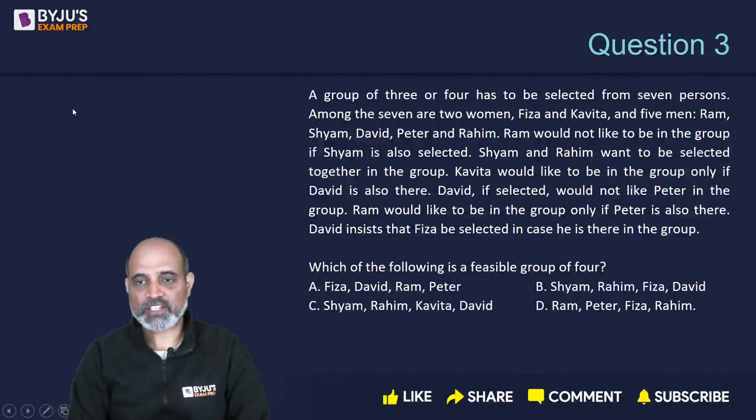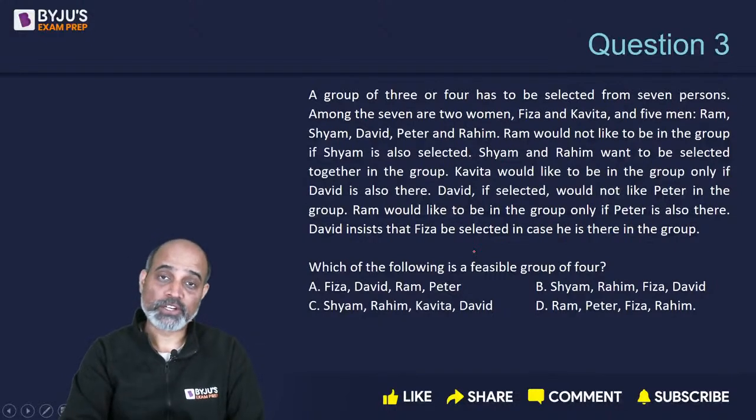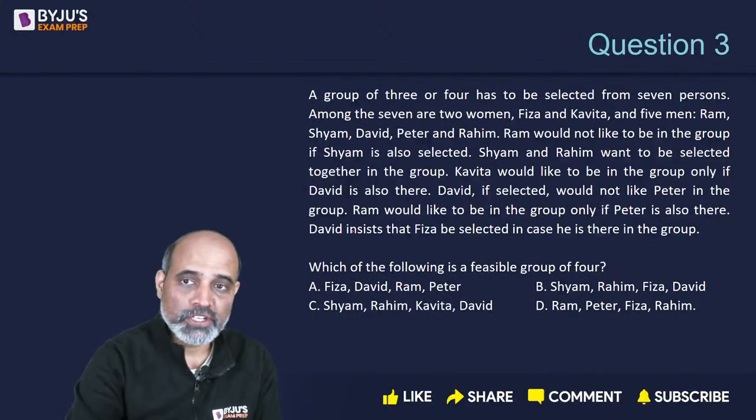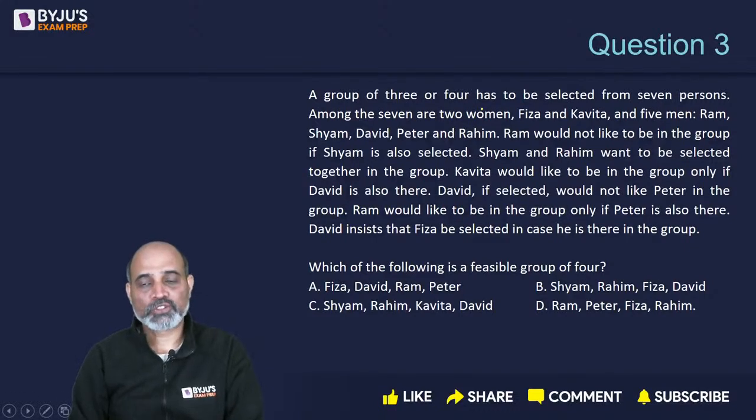Okay, so everything is now on the same slide, so it will be easier for us to decode this as well as answer it. The question says a group of 3 or 4 has to be selected from 7 persons. Among the 7 are 2 women, Fiza and Kavita, and 5 men, Ram, Shyam, David, Peter and Rahim. Ram would not like to be in the group if Shyam is also selected. Shyam and Rahim want to be selected together in the group. Kavita would like to be in the group only if David is also there. David, if selected, would not like Peter in the group. Ram would like to be in the group only if Peter is also there. Devi insists that Fiza be selected in case he is there in the group.